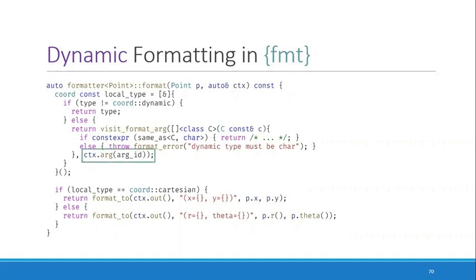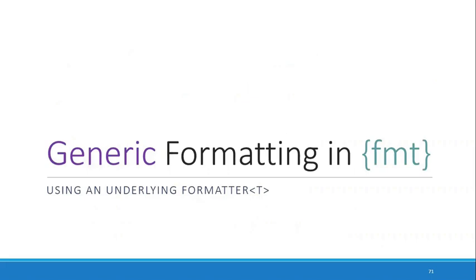So we saw the parse side API to give us access to the argument index, and this is now the format side API to give us access to the argument value. Does that make sense so far? All right, yeah.